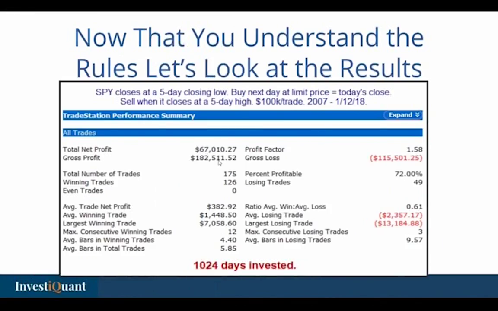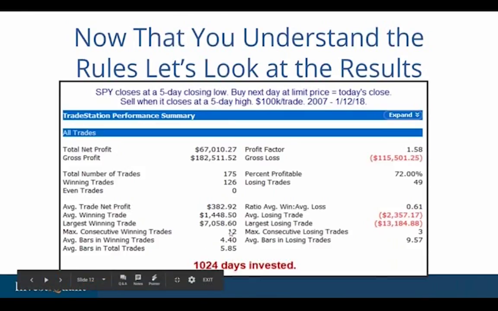All right, let's look at the results now. Over time, this goes back to 2007. This is updated through last month. There would have been 175 trades. 72% of them would have been winners. The average trade would have made about 0.4%. That's $400 on $100,000. Total profit is $67,000. Profit factor of 1.58. So not bad.